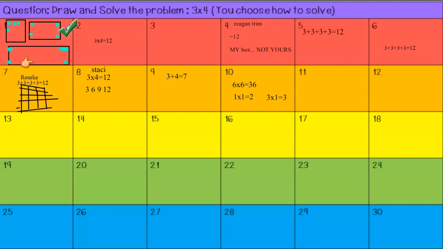All right, Stacy, you've got the mic. Explain your way to us, please. The way I do it is I count 3, 4 times. It equals 12. Very good. I see you skip counted 3, 6, 9, 12. Great job.